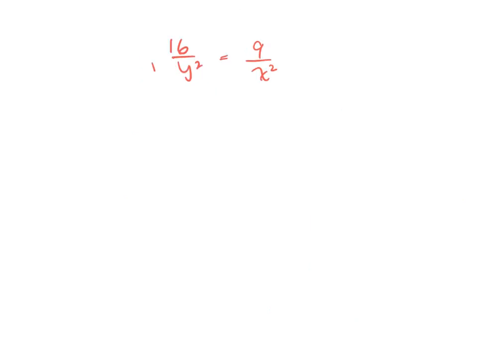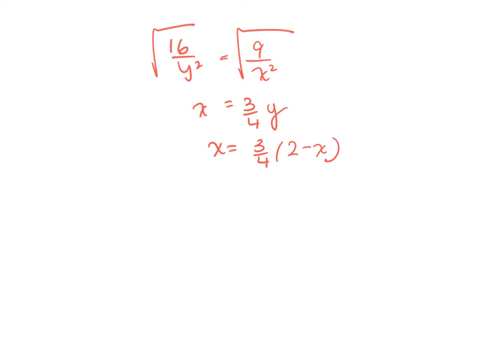Okay, starting with the same equation. Let's actually take the root of both sides. x is now 3 over 4 y. So let's substitute in now our value of y. Notice x is on both sides. This method doesn't give us both roots, but it will give us the correct one. Expanding the brackets and then moving our x's to one side and numbers on the other, we get the value of 6/7. Now this would be the method I would do if I was doing multiple choice.